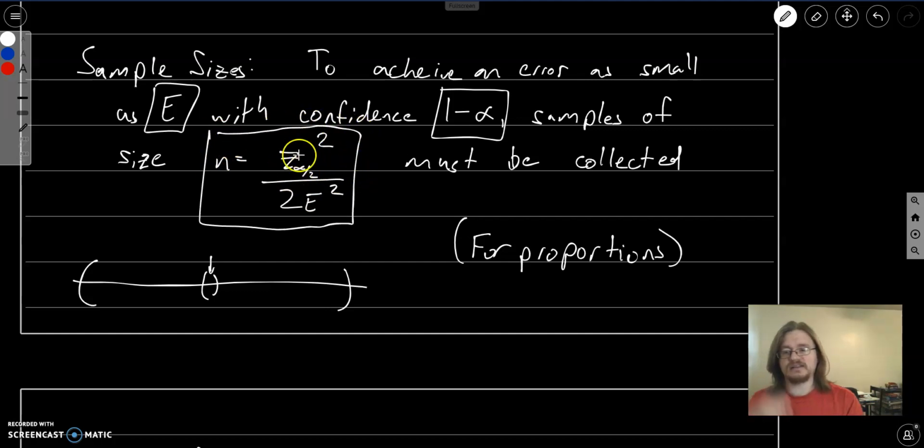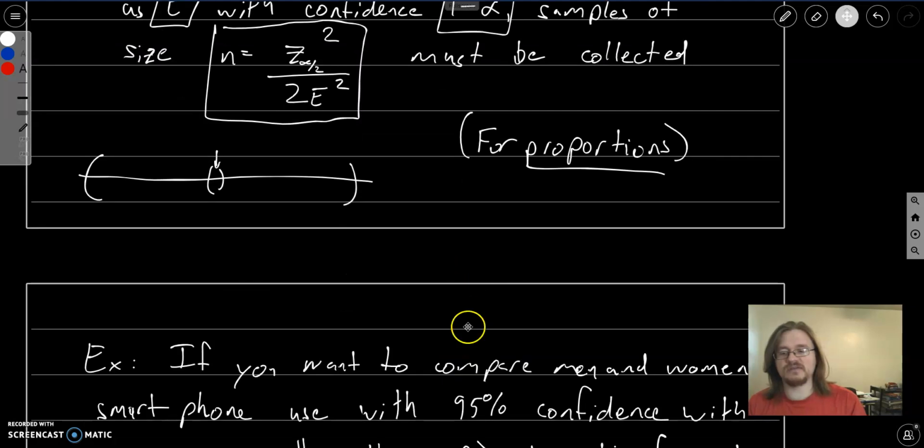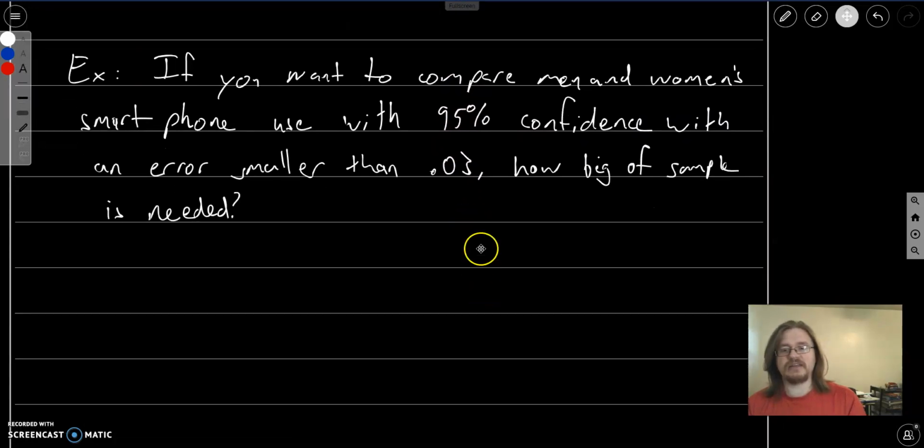You have to calculate the z-score, but all it is is just a simple formula. And this is the formula for proportions. So let me do a quick example. It's nothing more than just plugging some numbers into a calculator, really. If you want to compare men's and women's smartphone use with a 95% confidence level and an error smaller than 0.03, so we want our confidence interval to be pretty small, how big of a sample is needed?